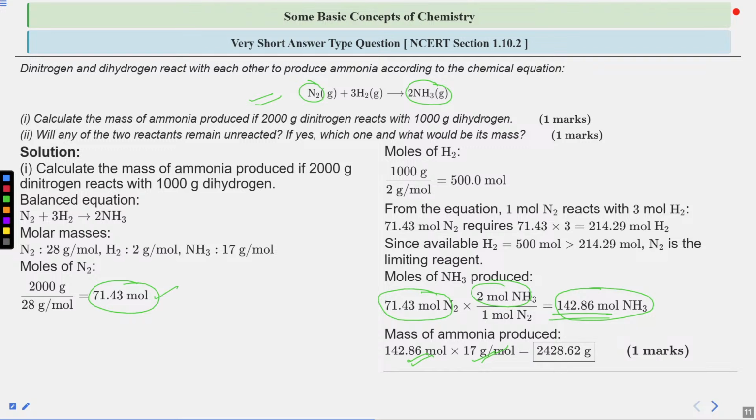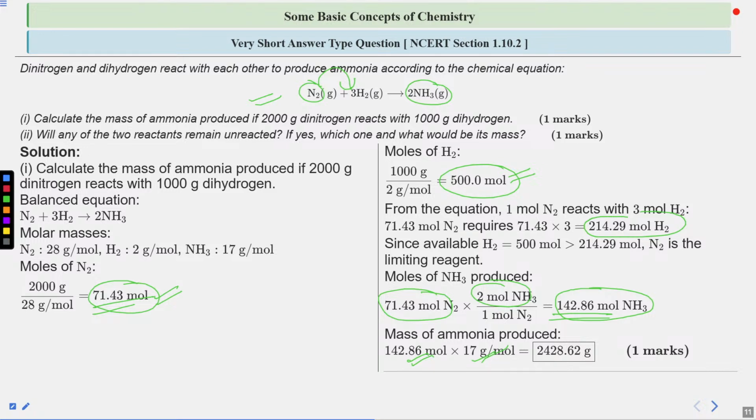We have this much moles of nitrogen and we have this much moles of hydrogen. Now from this stoichiometric equation, we can say that our 71.43 mole will require 214.29 mole. But we have extra amount of hydrogen moles present. Since hydrogen is present in extra amount and nitrogen is present in a lesser amount, it will be the one which will be limiting reagent. As simple as that. Limiting means present in less amount, whose scarcity is there, not the one which is present in excess.